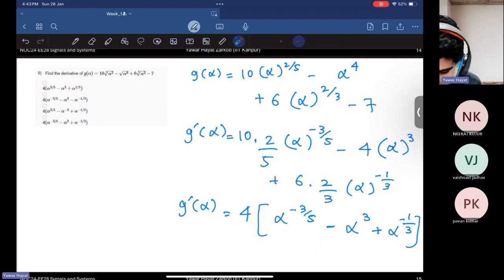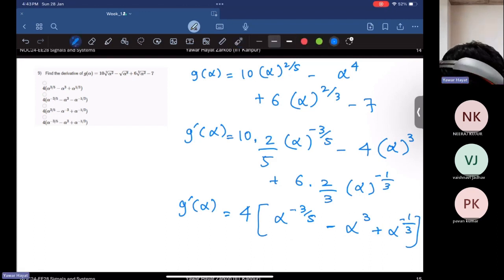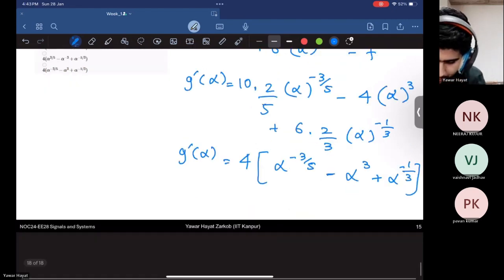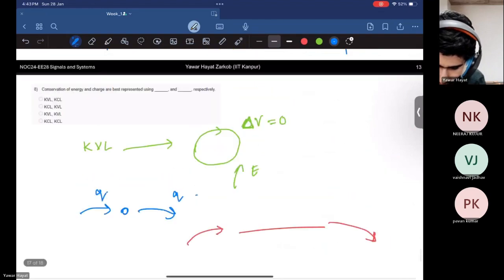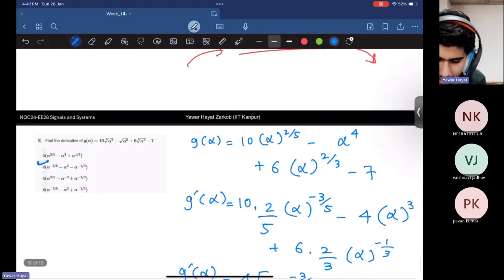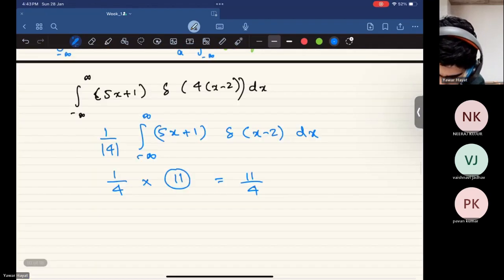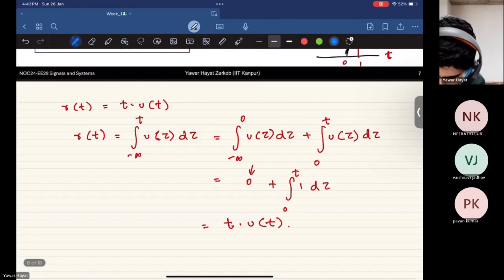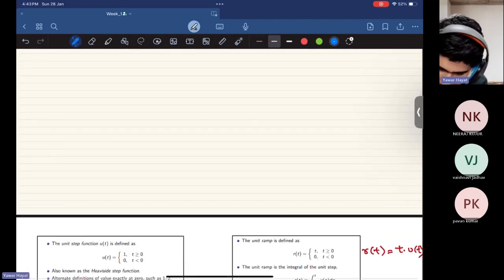Okay, sir. Is it fine? So the correct answer is now, I guess option B, right? Minus 3 by 5 minus alpha cube plus, yeah. Okay, now what can I do?